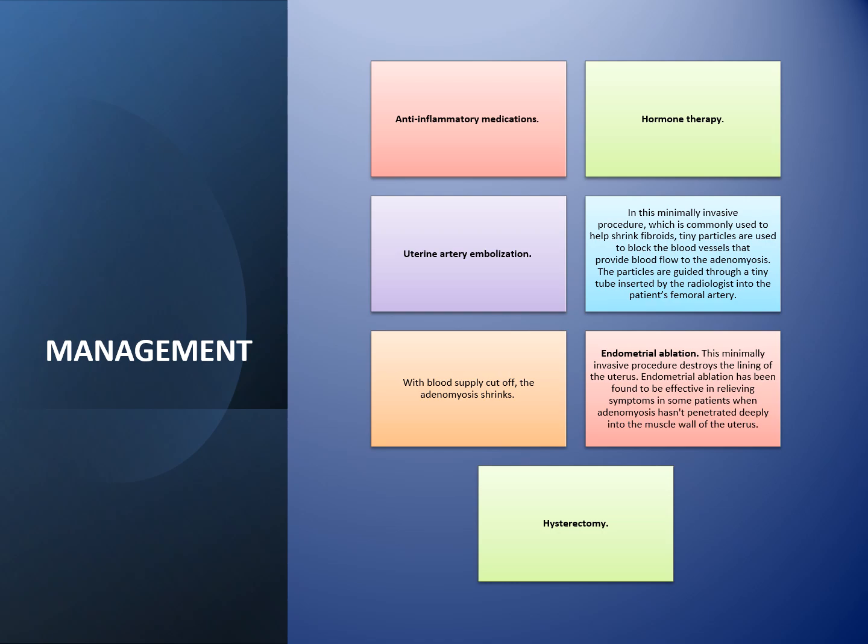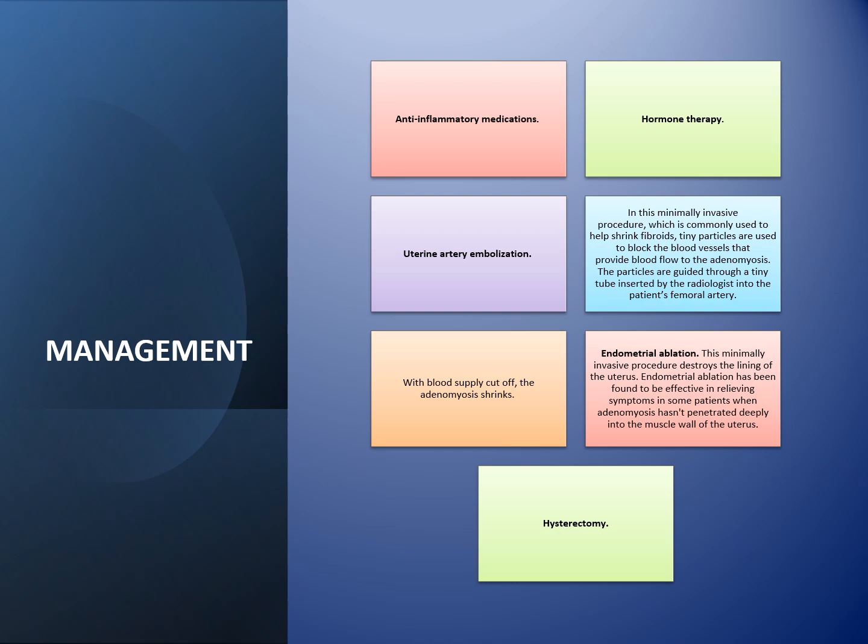Treatment depends on the severity of the symptoms and the patient's desire for future fertility. Anti-inflammatory drugs: NSAIDs reduce the pain and menstrual cramps by decreasing prostaglandin production. This is an allopathic treatment, just to let you know. Hormonal therapy: birth control pills, progesterone therapies, and hormonal intrauterine devices help to control the bleeding and pain. Again, this is an allopathic treatment.